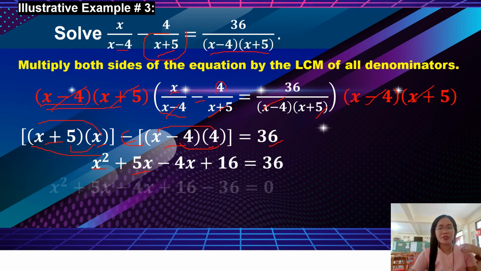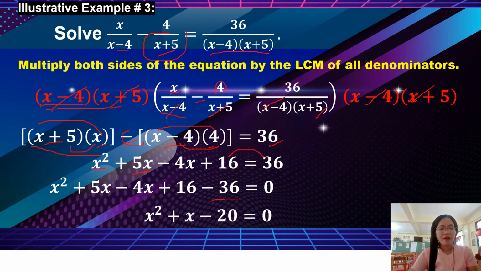Then combine like terms. So we have x squared, 5x, paired with like terms negative 4x, 16, then transpose 36, it becomes negative 36. Now try to simplify by combining like terms. 5x minus 4x is x. The 1 there is invisible. 16 minus 36 is negative 20. So our final answer is already in standard form.